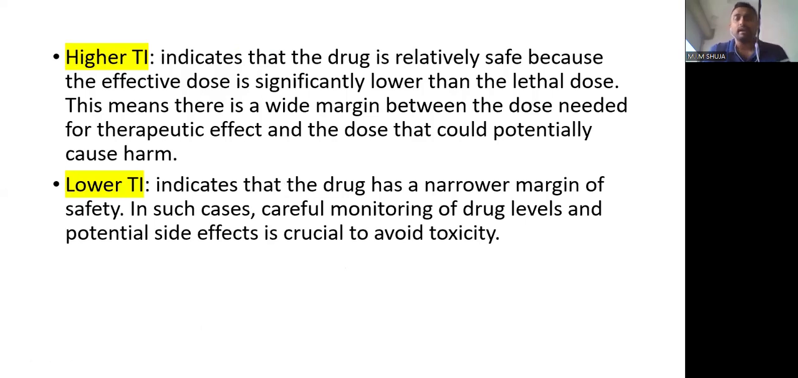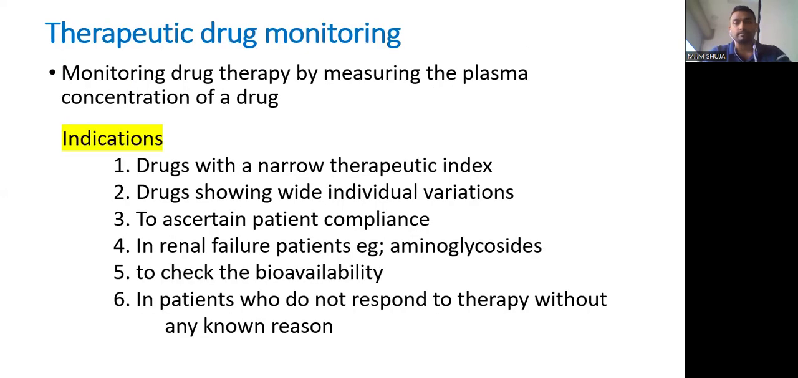So this is what I say: a higher therapeutic index indicates the drug is relatively safe. A lower therapeutic index, TI, indicates the drug has a narrow margin of safety. So therapeutic drug monitoring: where or when you need to monitor the drug concentration in the plasma, like drugs with a narrow therapeutic index and drugs showing wide individual variation, and so on. There are a few indications you have to go through.